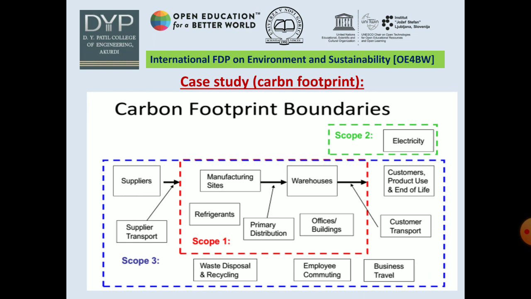So this is the carbon footprint boundaries of that company: scope 2 is the electricity, and scope 1 and scope 3. In that, suppliers supply the milk to the manufacturing site, so transportation is required. Then the warehouse, the required refrigerant, primary distribution, office and buildings, and then supply the product to the customer. For this, we require customer transport. Also, there is waste disposal and recycling, and business travel.